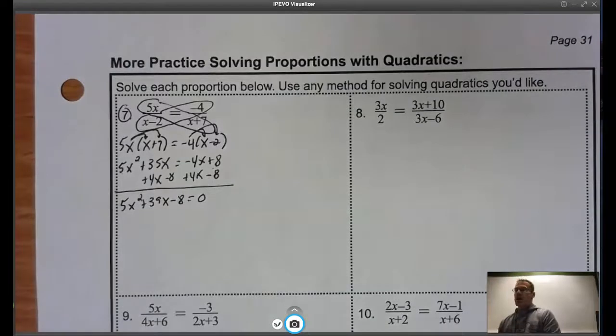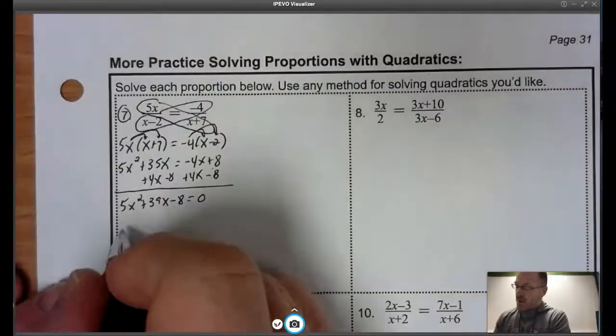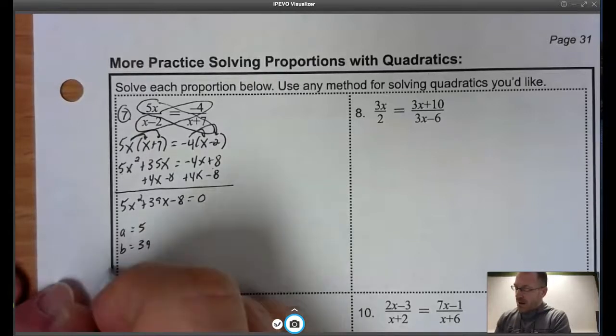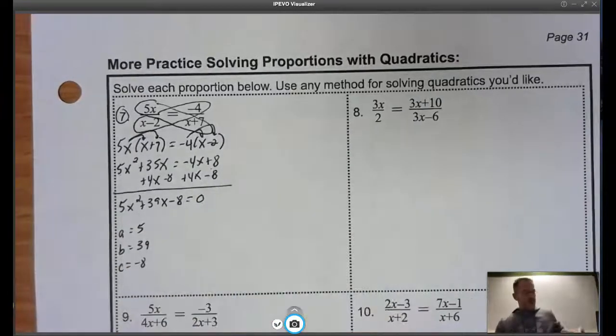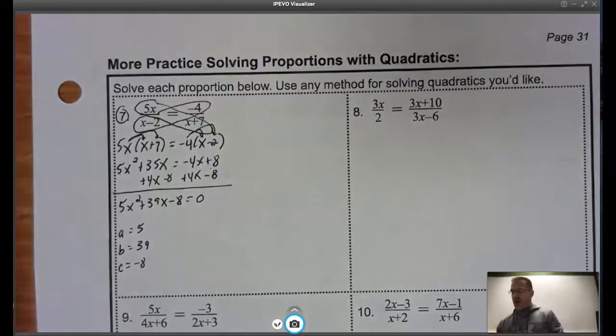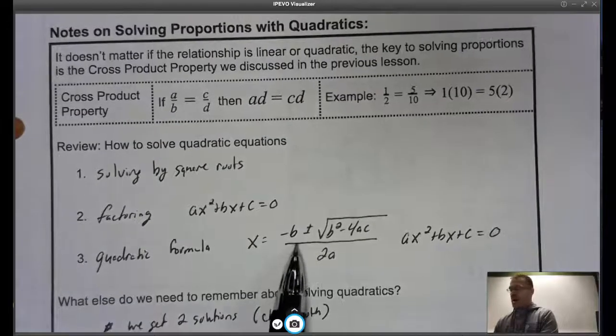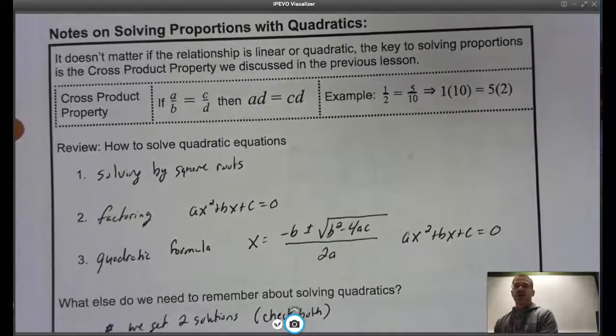Now, like I said, you can totally factor this. It works. But I wanted to run through one quadratic formula problem just so you can see it in case you need to use it. So when I look at this, notice that A is 5, B is 39, and C is negative 8. If I go back to our original page here, now what I want to do is plug A, B, and C into our quadratic formula.